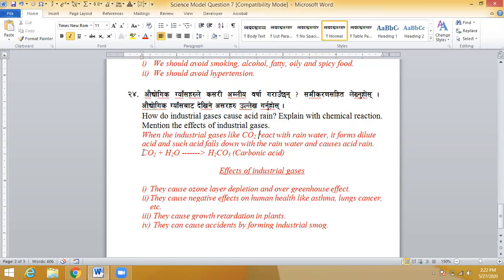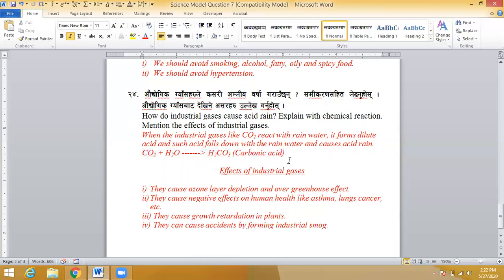When it reacts with the rainwater, it forms a dilute acid. For example, you can see this reaction here. CO2 gas comes from the industry, H2O is in the rainwater, and when they react, it forms an acid. This acid is called carbonic acid, but it is not strong, it is a dilute acid, and this acid falls down with the rain, and this is called acid rain.